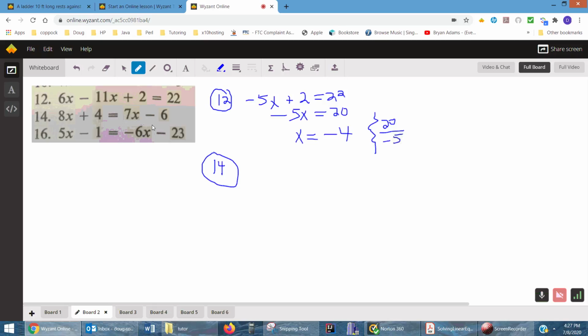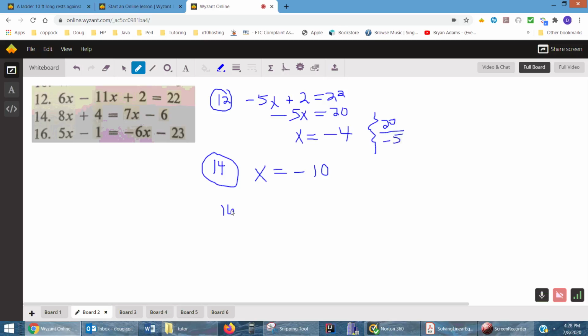14. I've got x's on both sides of the equation. I've got constants on both sides. So I'm going to picture transposing the 7x to the left side. 8x minus 7x is a 1x. I'm going to picture transposing the plus 4 from the left side to the right side. So it will become a -4. So I'll have a -6 and a -4 is -10.